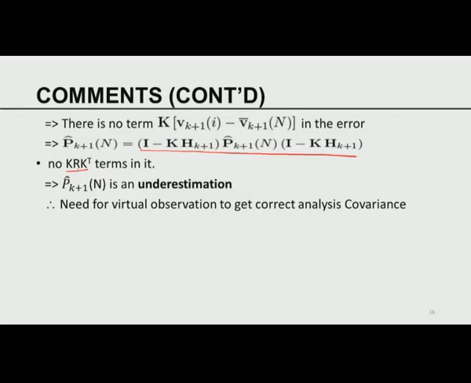K R K^T term in it, and this lack of the K R K^T term leads to underestimation. If the analysis covariance is underestimated, the forecast covariance is also underestimated, because forecast covariance depends on the analysis covariance. That is the reason why we use virtual observations, to make up for this deficiency resulting in underestimation.